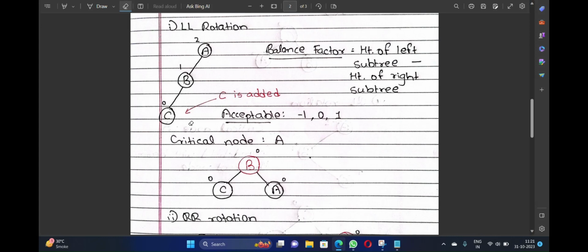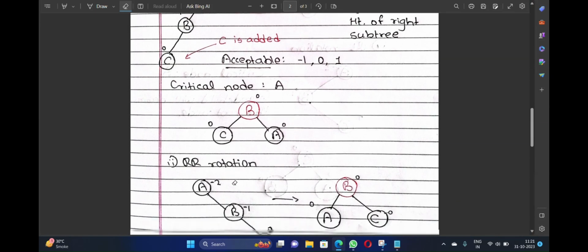What is the value of A? A must be greater than B or less than B. It will be greater than B, because all the elements in the left subtree are less than the parent, and all the nodes in the right subtree are greater than the parent. So B is less than A. So A will be placed on the right side and C will be placed on the left side, because C is the left subtree of B, so it is less than B. This must be clear to you.